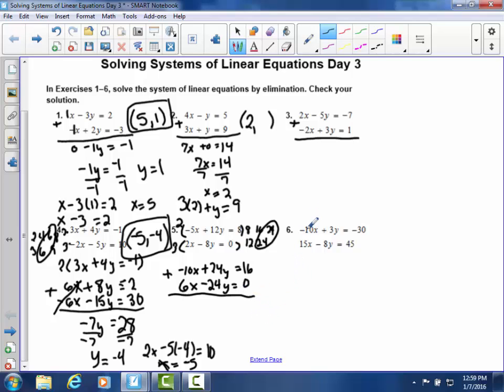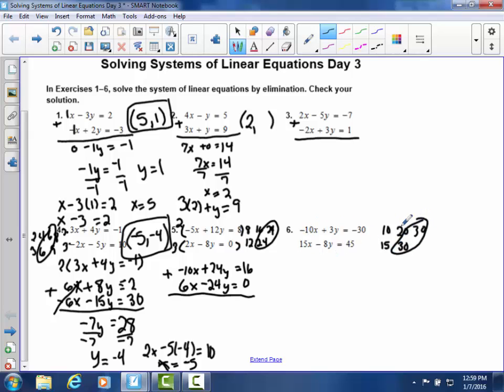All right, and then here on number 6, let's eliminate the x, because neither of our sets of coefficients are the same or opposite. And so I'm just going to pick negative 10 and 15 to make the same. I know that 10, it's 10, 20, 30, and for 15, it goes 15, and then 30 would be the next. So 30 is their common multiple.